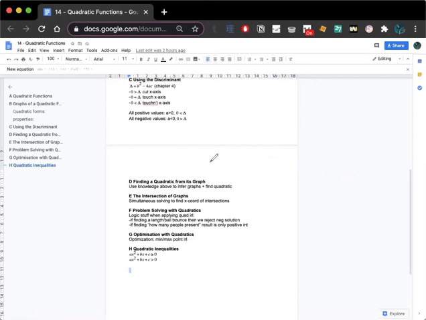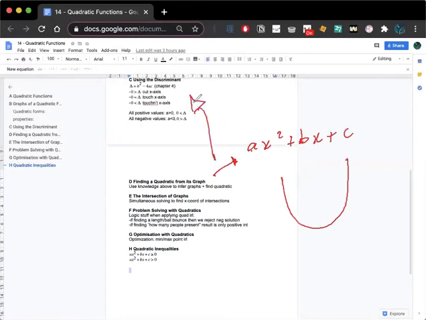And then next up we have finding a quadratic from the graph. So if you want to find the formula of the equation, so ax squared plus bx plus c from the graph itself, then you can use the properties that I explained above to kind of reverse work and look for the formula itself.